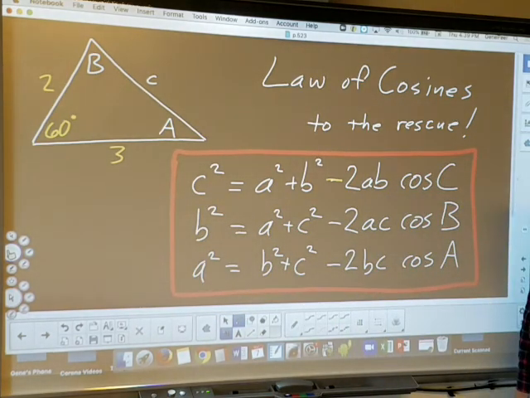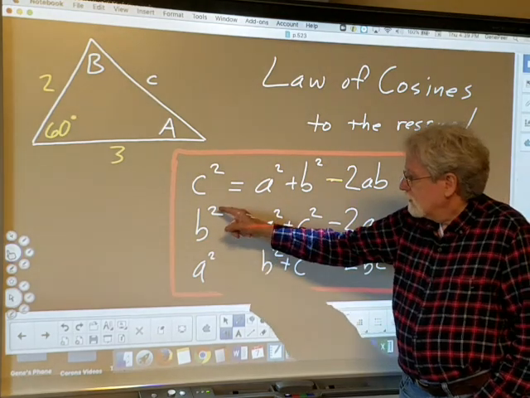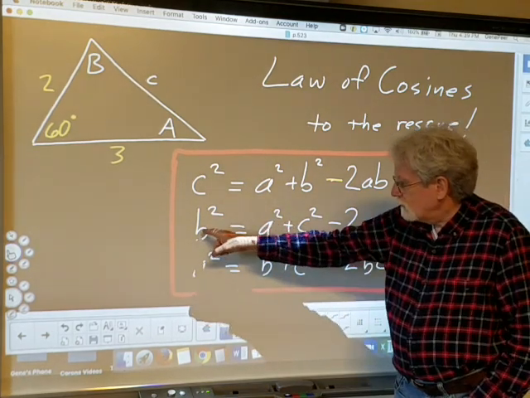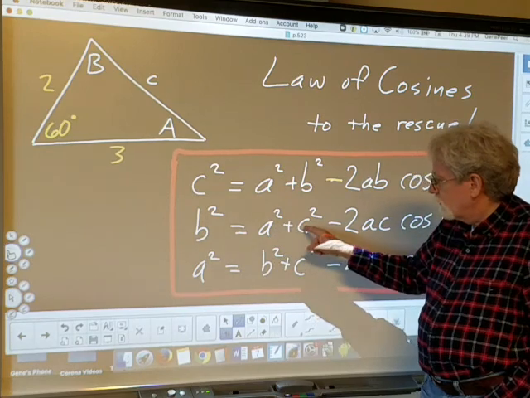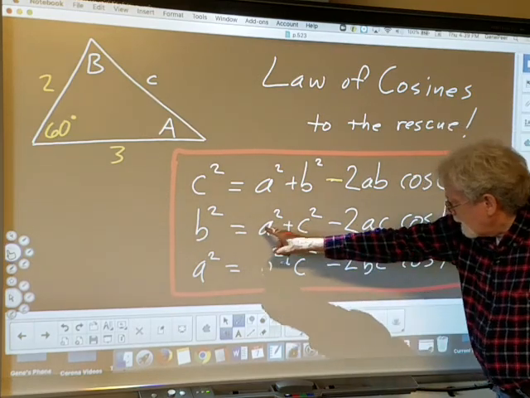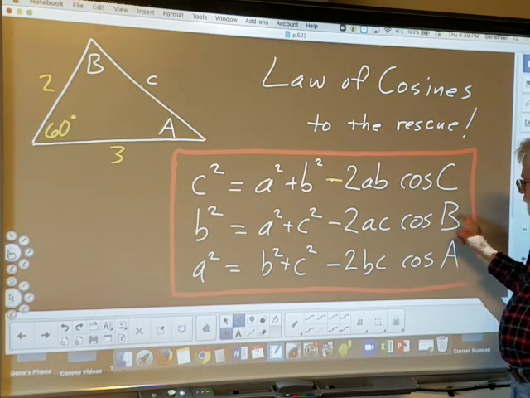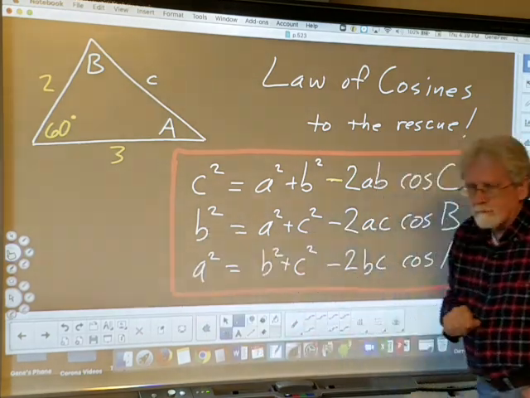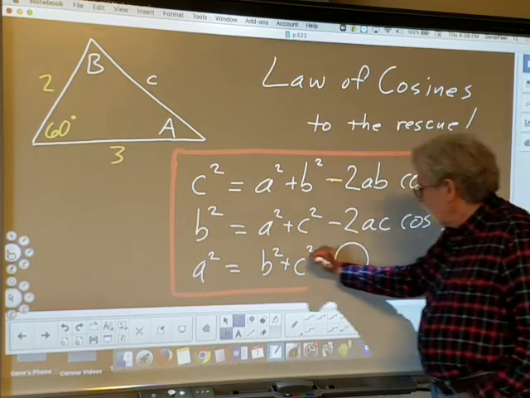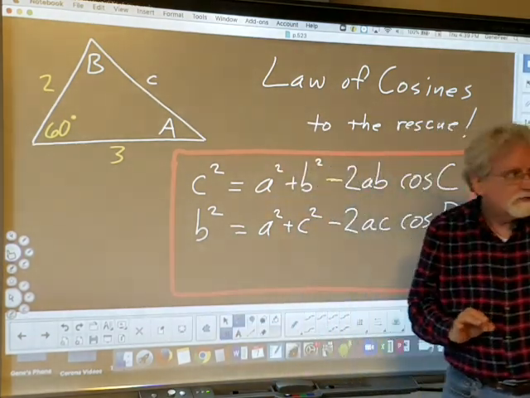That's it. B squared is equal to the 2 we haven't used yet, A squared plus C squared, minus 2 times A times C, times the cosine of the angle associated with what we're looking for. In fact, that's so easy. Let's create that third equation right now.